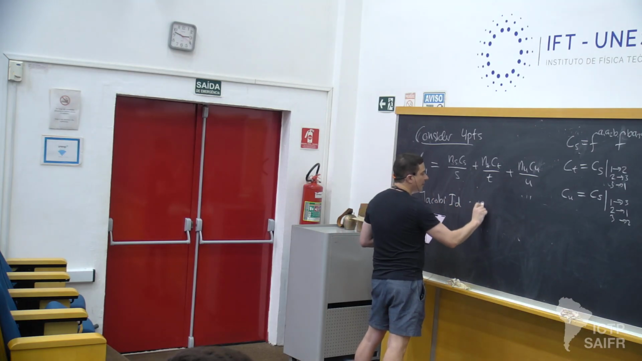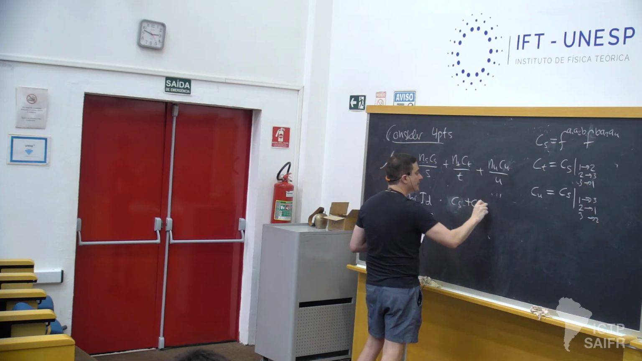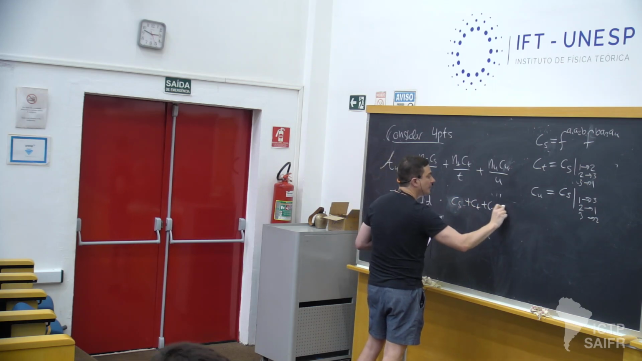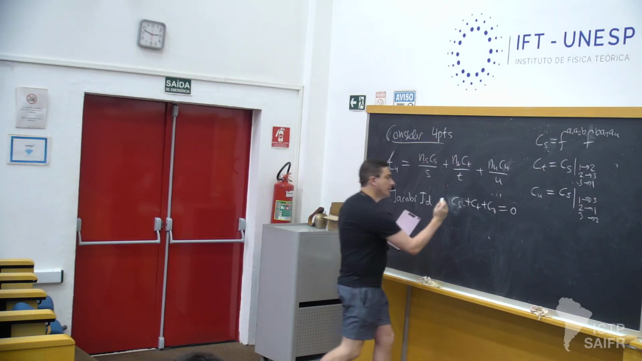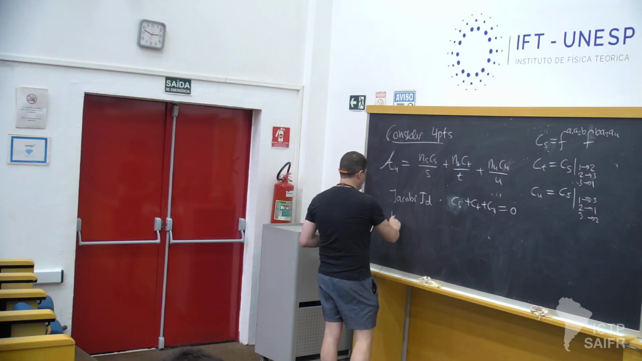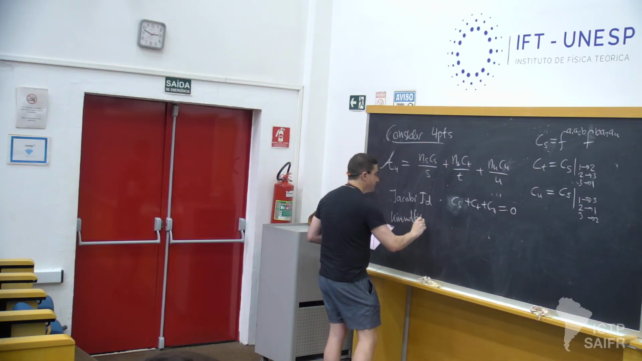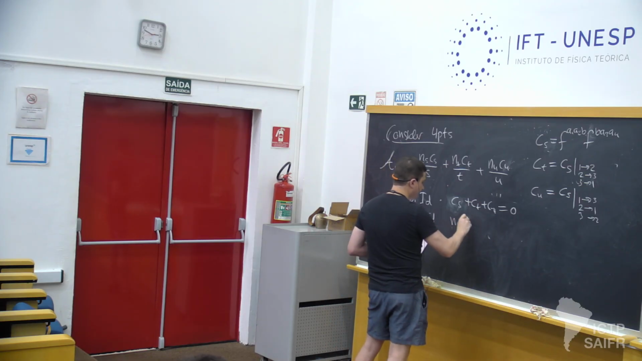It's just the sum: CS plus CT plus CU is equal to 0. Okay, and then the kinematic Jacobian identity is then, of course, the same.